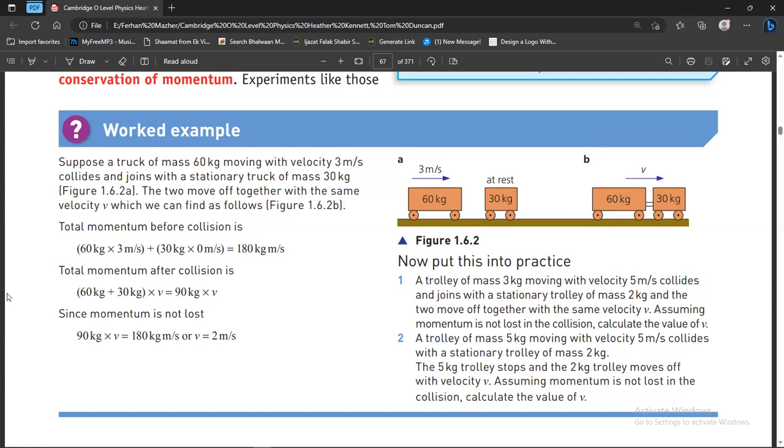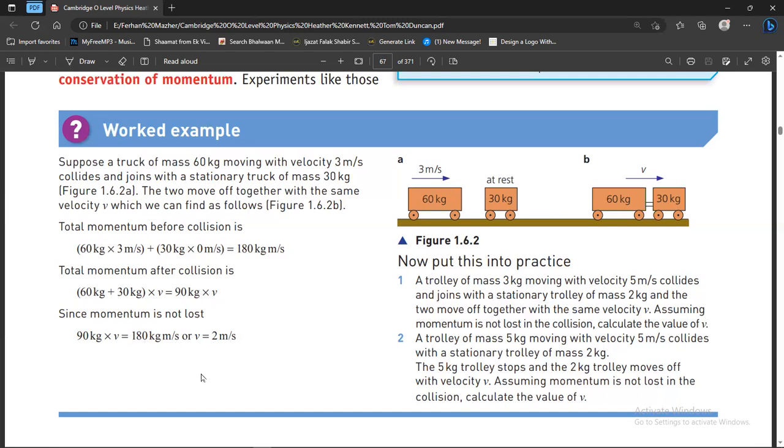Okay, so here we have total momentum before collision: 60 kg multiplied by 3 plus 30 kg multiplied by 0, and that will be 180 kg meter per second. The total momentum after the collision is 60 kg plus 30 kg, that will be 90 kg multiplied by v. Since momentum is not lost, 90 kg multiplied by v will be equal to 180 kg meter per second. So v will be equal to 180 divided by 90, and that will be 2 meter per second.